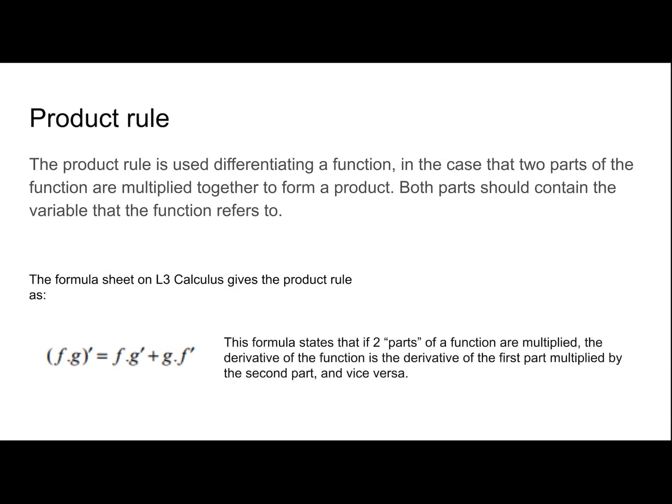So this formula states that if two parts of a function are multiplied, the derivative of the function as a whole is the derivative of the first part multiplied by the second part, and vice versa. So we have to consider both of them. So the two parts of the differentiation would be the derivative of the first part times the non-derivative of the second part plus the derivative of the second part times the non-derivative of the first part.